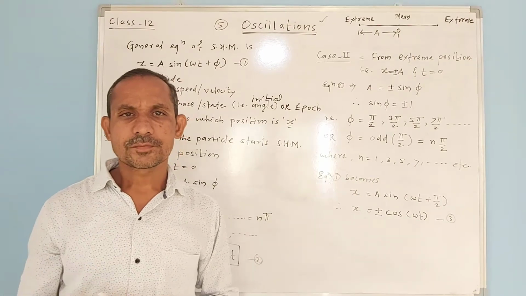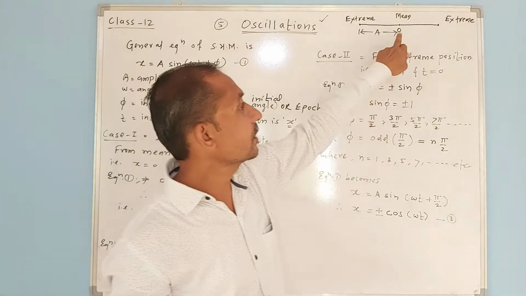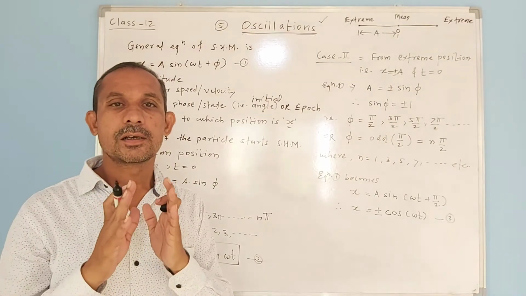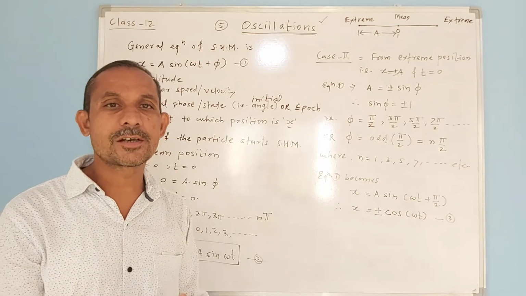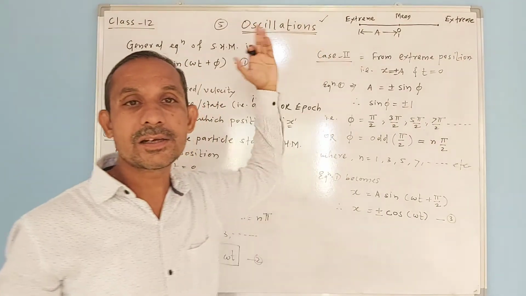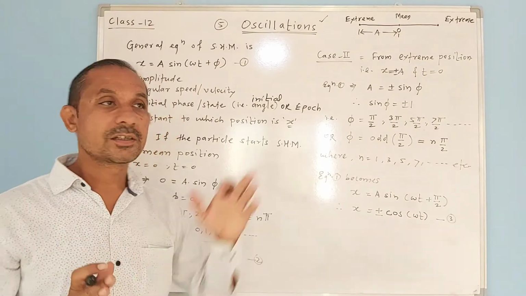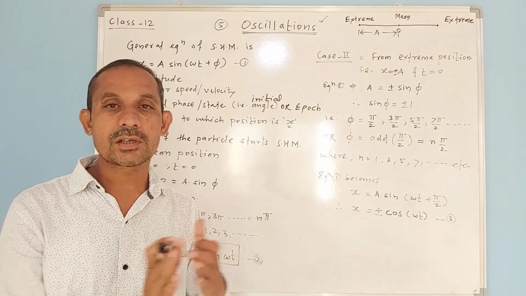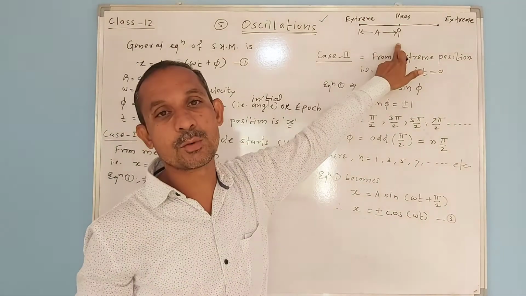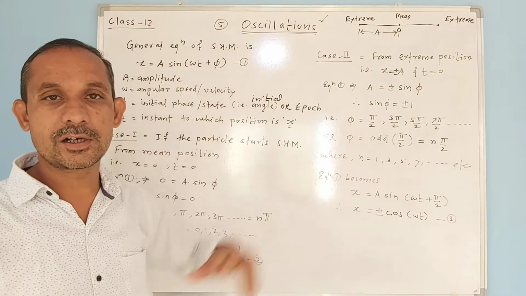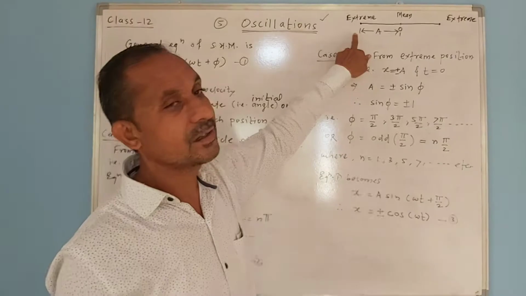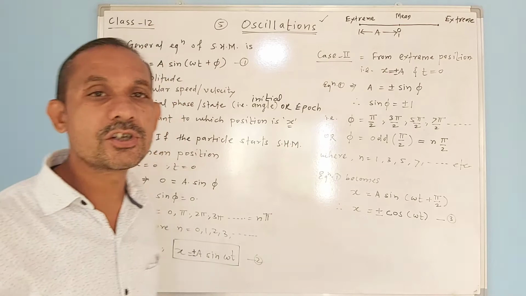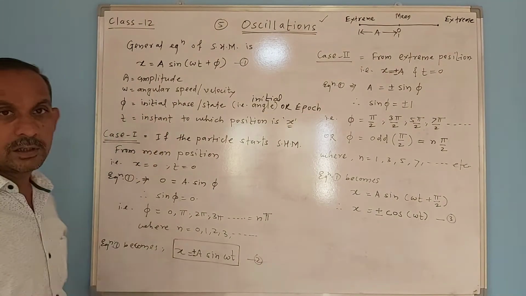Now we will see two basic positions, the mean position and the extreme positions. When a particle starts its motion from the mean position or the extreme positions, we can convert the general relation into other relations for simplicity. When the particle starts its motion from the mean position, the relation for the displacement will be different from the relation when it starts from the extreme position. Let's see the two cases.